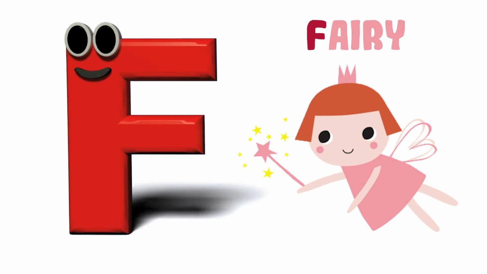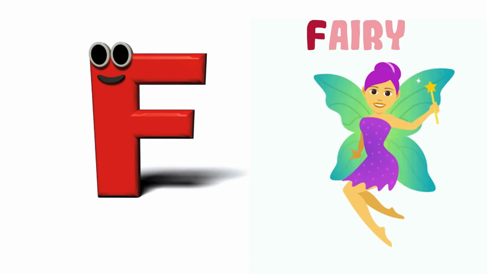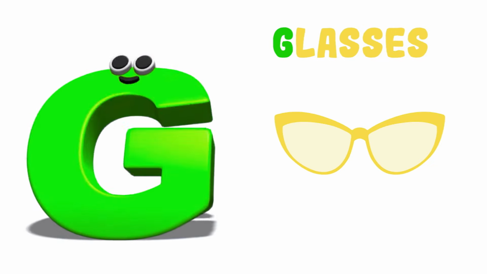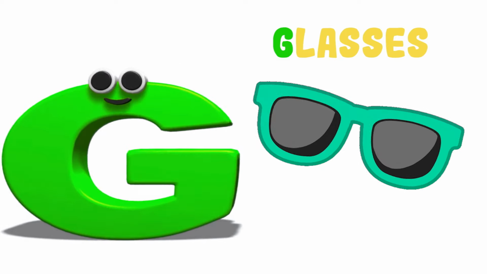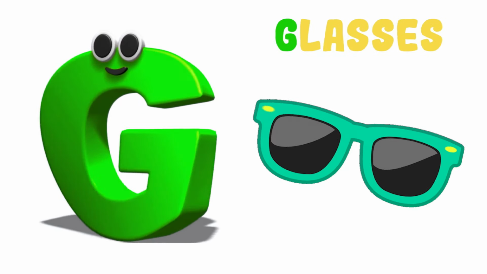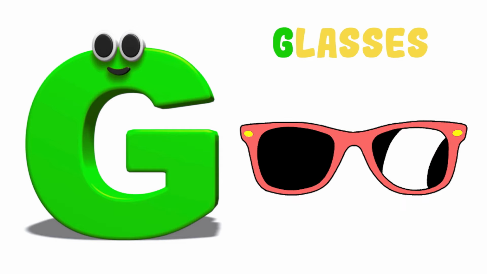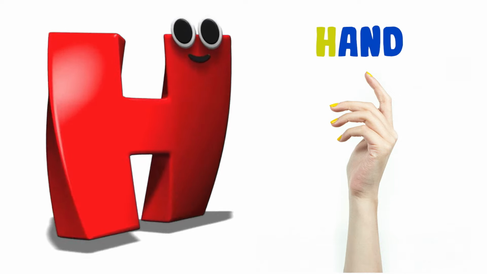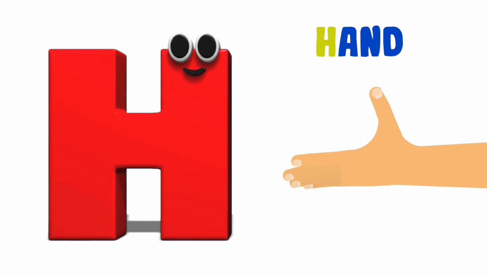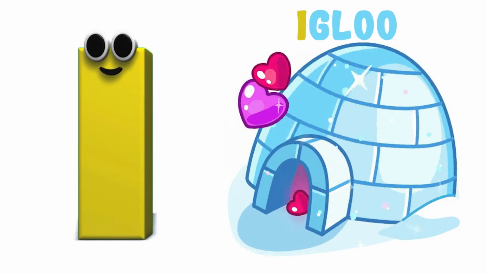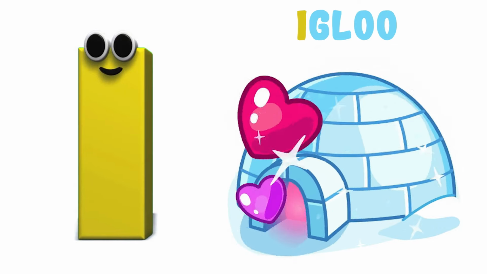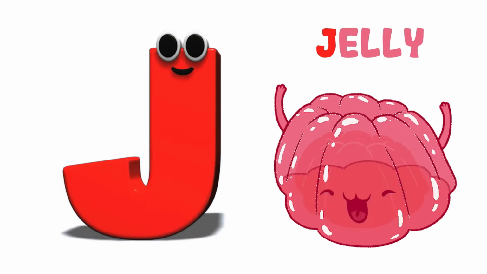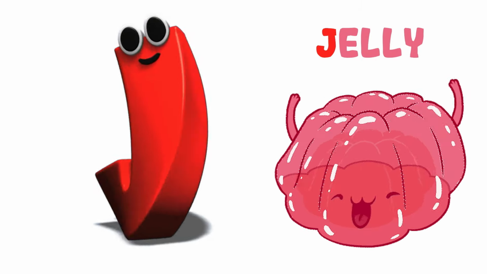F is for fairy, f, fairy. G is for glasses, g, g, glasses. H is for hand. I is for igloo. J is for jelly, j, j, jelly.